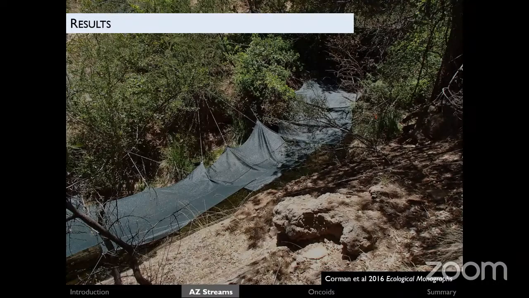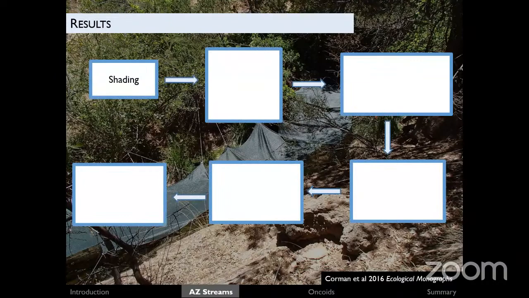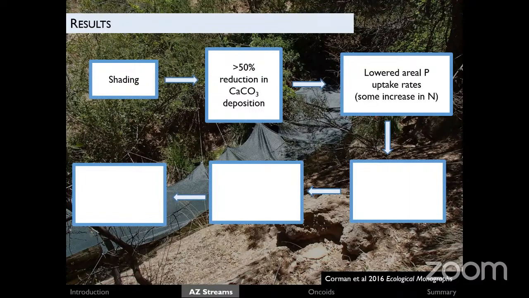So I'm just going to walk through the results here. We shaded the stream, and that led to a 50% reduction in calcium carbonate deposition rates. So we didn't completely knock it out, but we reduced it in half, which was pretty great. That lowered phosphorus uptake rates. And with those lowered phosphorus uptake rates, we actually saw a bit of an increase in nitrogen.